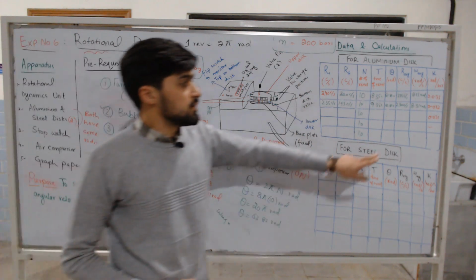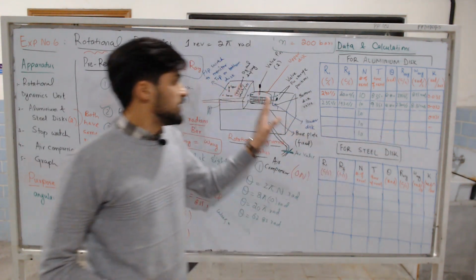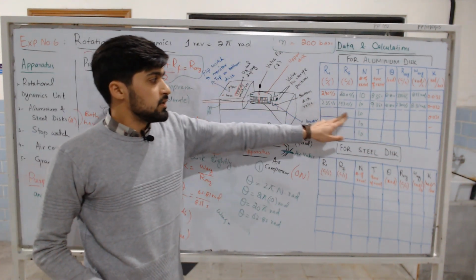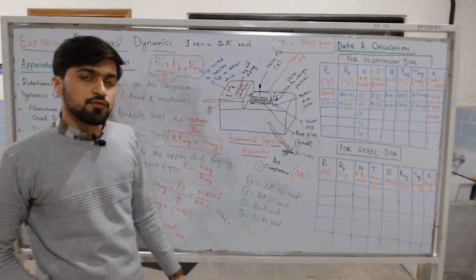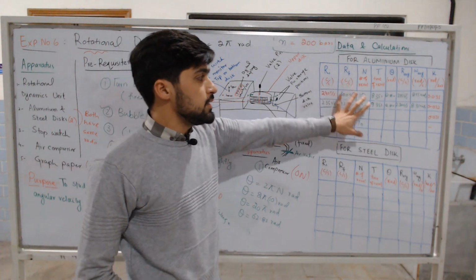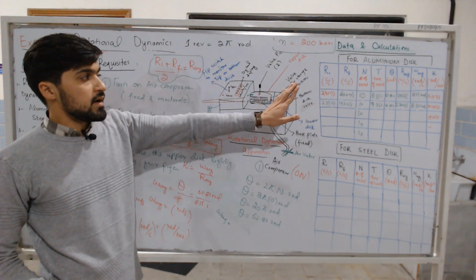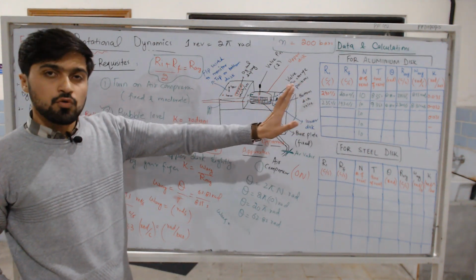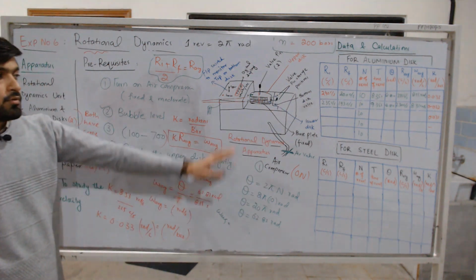So we have calculated the angular velocity of the upper disk. Now do it for the third case, for the fourth, fifth, sixth. You will have to take several readings, and then you will get a series of values for the RF, RI, N, theta, R average, omega average, and K. So we will fill this table.